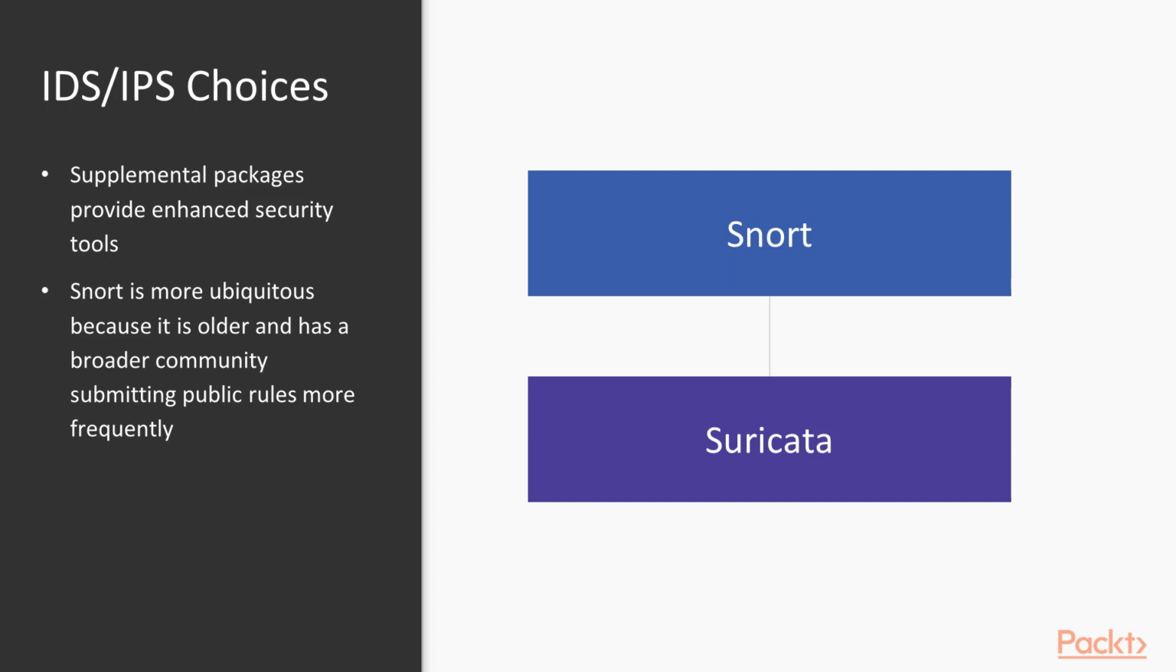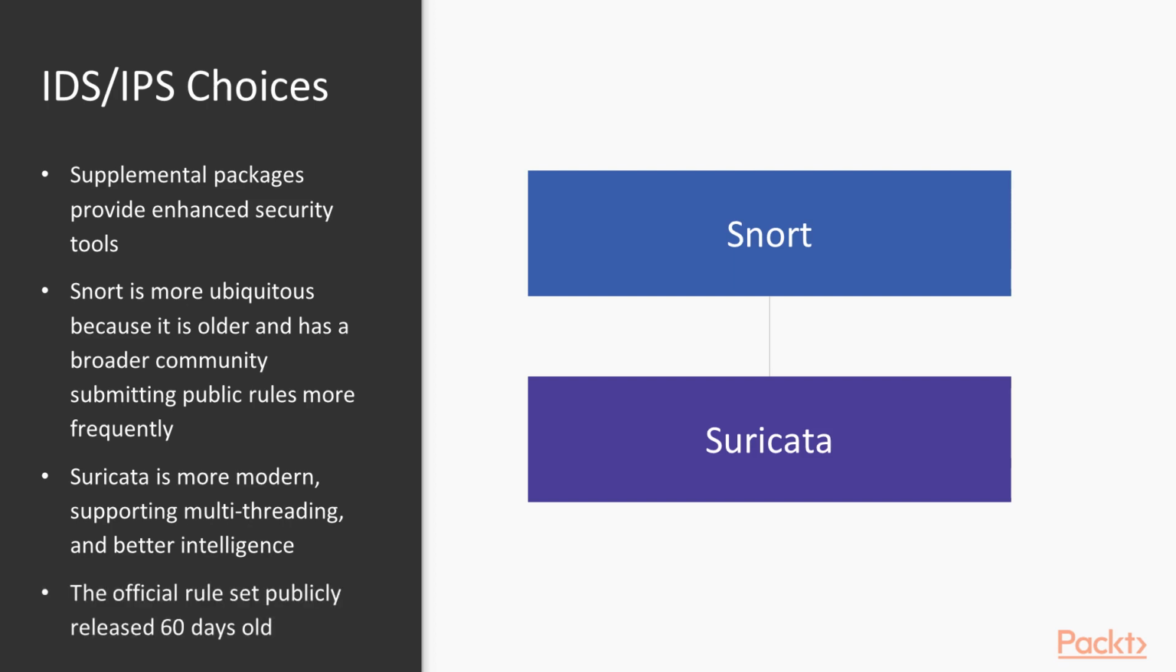Snort is more ubiquitous because it is older and has a broader community which submits public rules more frequently. However, it is not multi-threaded, which means that its performance is limited. In Suricata, we have a more modern multi-threading system that has better intelligence and is able to more accurately identify unknown threats. The official rule set is released publicly every 30 to 60 days, and they do offer a subscription service that allows you to get the most up-to-date rules on a daily basis.